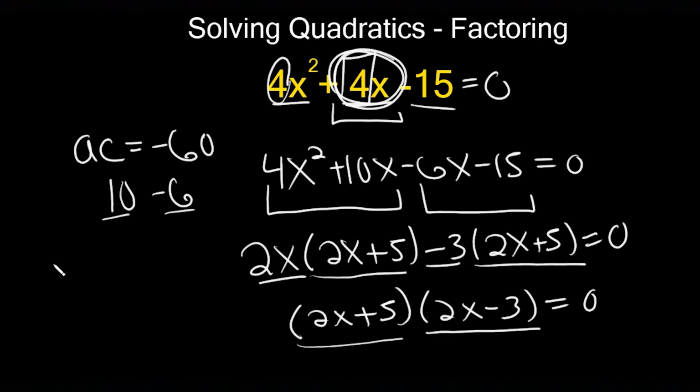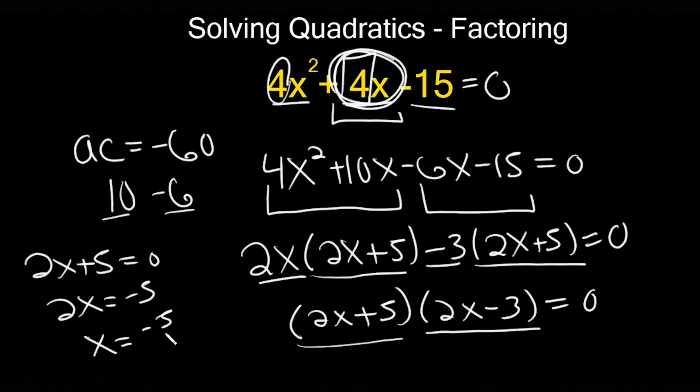So doing the first factor, I get 2x plus 5 equal to 0. When I solve that, I have to move the 5 over and then divide by 2. So that will give me negative 5, right? So 2x is equal to negative 5. And then dividing by 2, I get x is equal to negative 5 over 2.